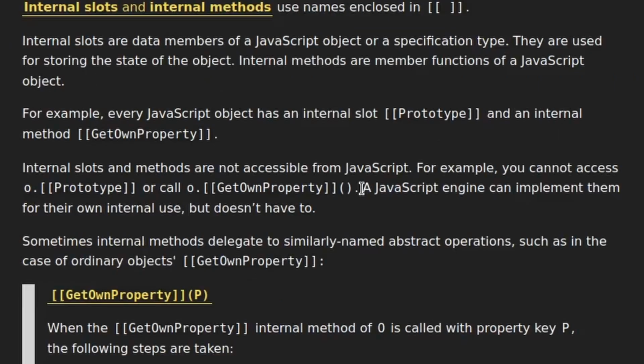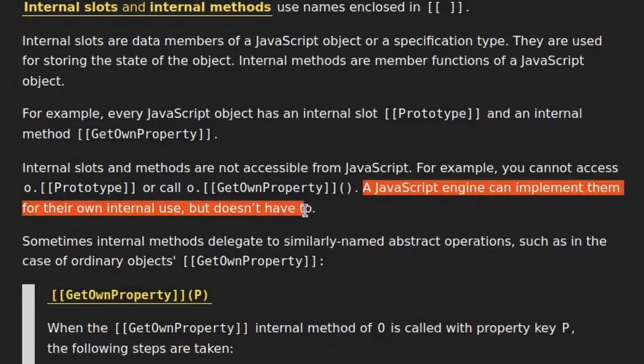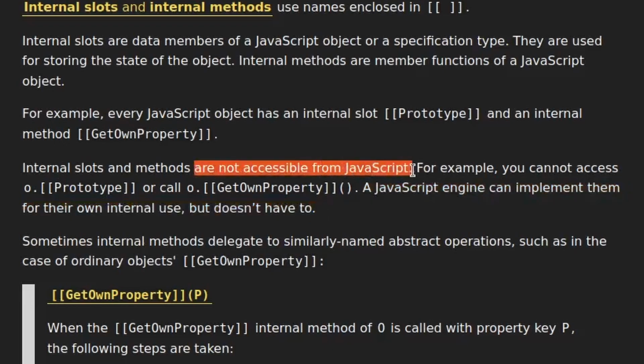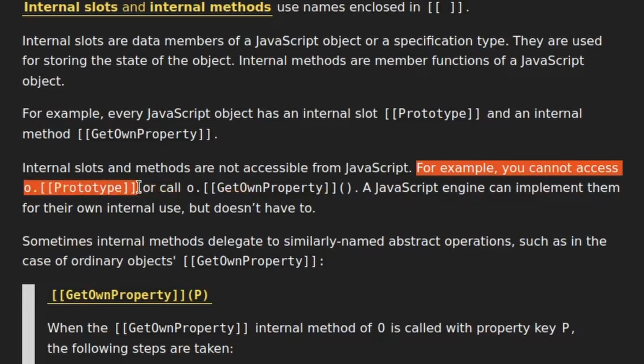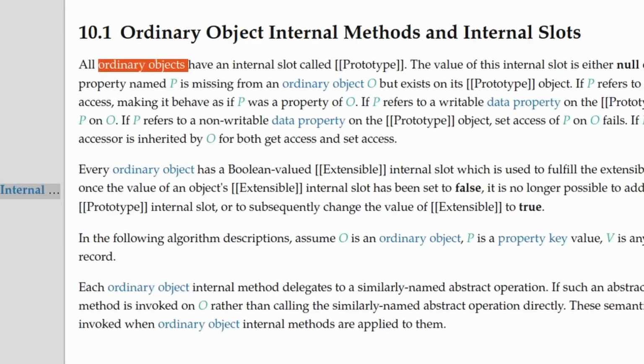They may or may not exist because a JavaScript engine can implement them for its own internal use, but doesn't have to. In any case, they are not accessible from JavaScript. For example, you cannot access o.prototype. The specification says that all ordinary objects have an internal slot called prototype.